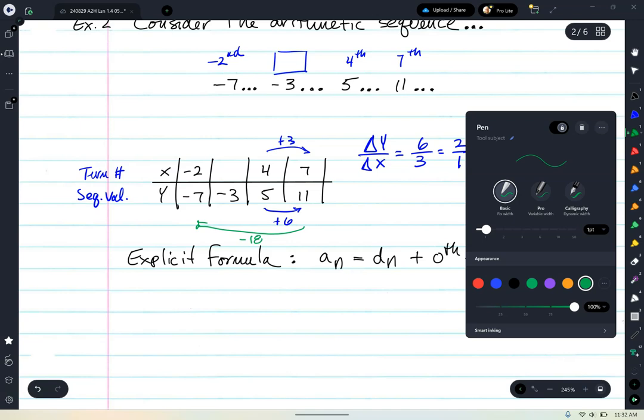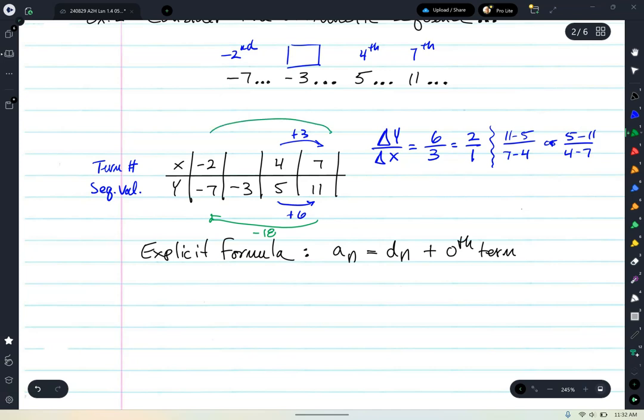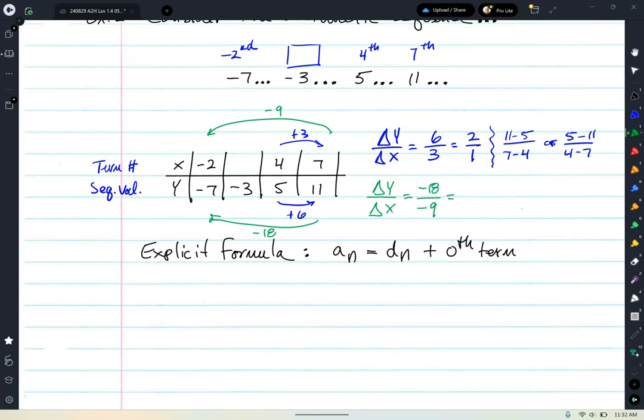All right, so then we would have to go from 7 to what down here? We'd have to go to the negative second term. What's the change there? Negative 9. Okay, so then what we're saying in this example is that the change is negative 18 over negative 9. How does that work out? It's still 2 over 1.